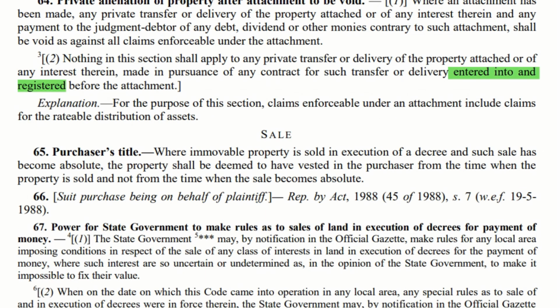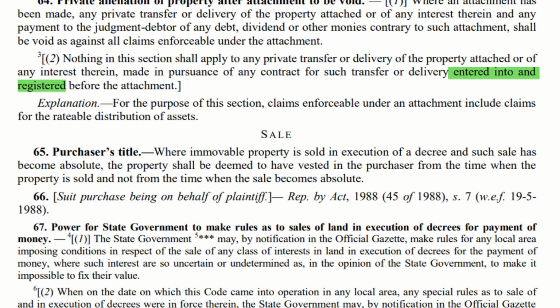Particularly for this section, claims enforceable under an attachment include claims for the rateable distribution of assets. For example, imagine there are three decree holders who should divide the property between themselves, or divide the proceeds of the property between themselves. In that case, if there should be a rateable distribution, will that get included? The answer is yes, that will also get included.